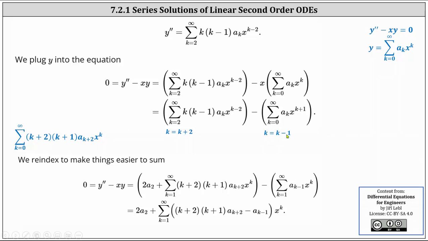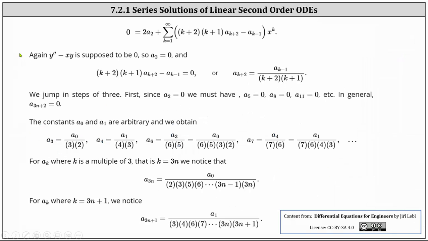We do this by letting k equal k minus 1. Performing this substitution, we now have the sum from k equals 1 to infinity of a sub k minus 1 times x to the power of k. From here, because both sums start at k equals 1, we can combine the two sums. We can also factor out the common factor of x to the power of k. So in the next line, we have 2a sub 2 plus the sum from k equals 1 to infinity of k plus 2 times k plus 1 times a sub k plus 2 minus a sub k minus 1, all times x to the power of k. Now again, remember the differential equation is equal to 0, and therefore 2a sub 2 plus the power series must also equal 0.